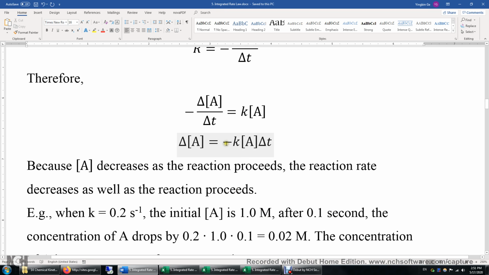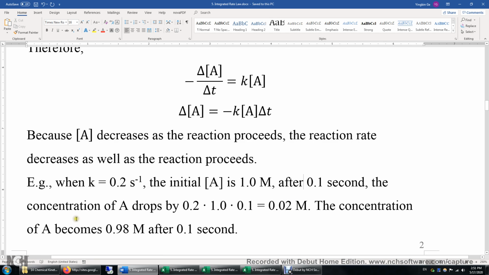So we plug in numbers. It's going to be negative times 0.2, that's your K, times A is 1.0, times delta T is 0.1 second. And then we can tell the concentration of A drops again by 0.02 molar. The concentration of A becomes 0.98 molar after 0.1 second.